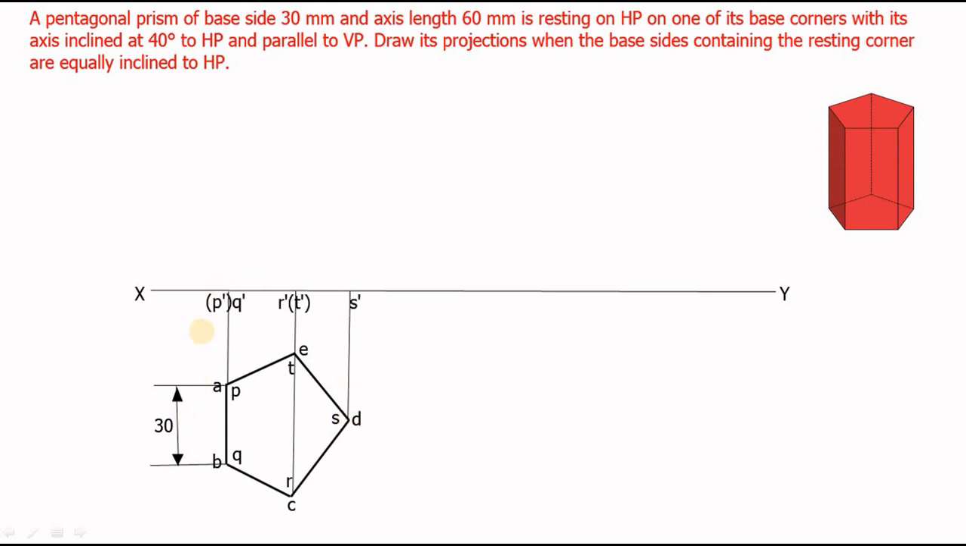Let us name these corners as P dash, Q dash. That is, P dash will be in bracket. So when you see from here, P will be hidden. That's why you have to mention the corner in bracket. Similarly, T and C, T will be hidden, so that can be mentioned in bracket. So these are all the base corners. So you can write P, Q, R, S, T on the base.